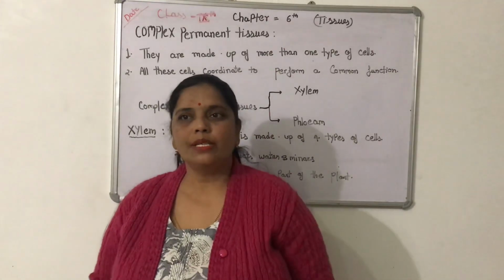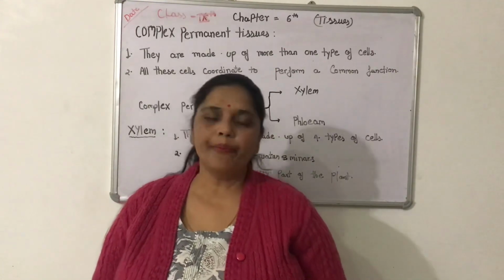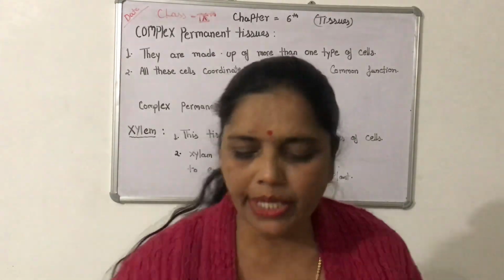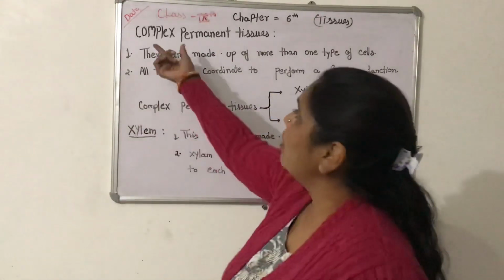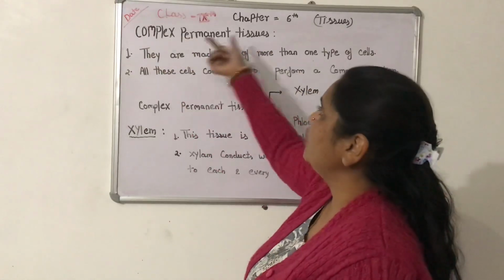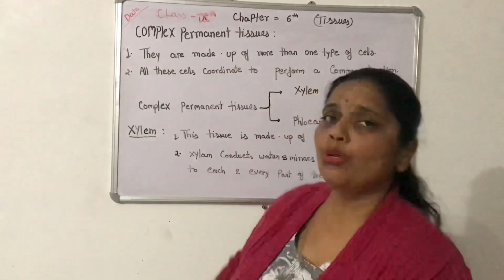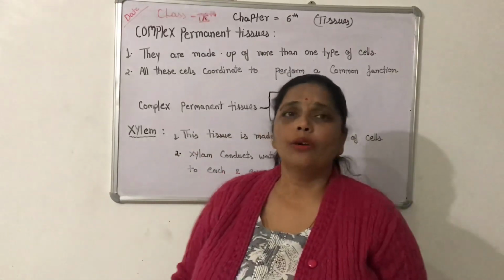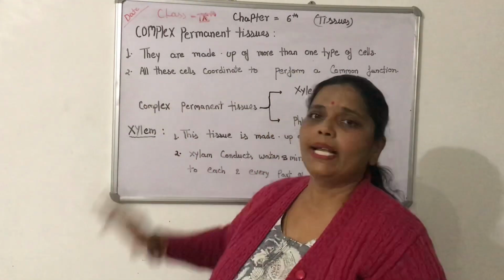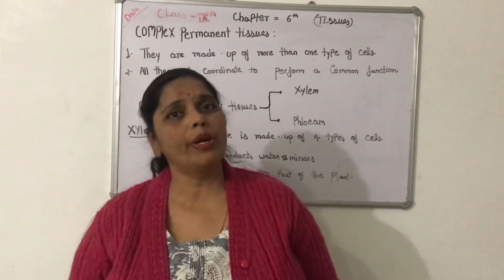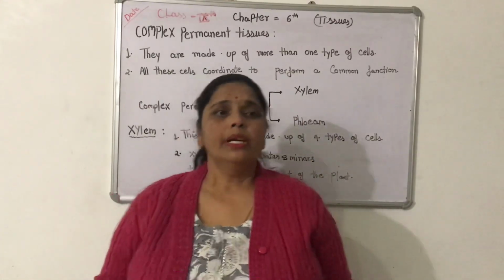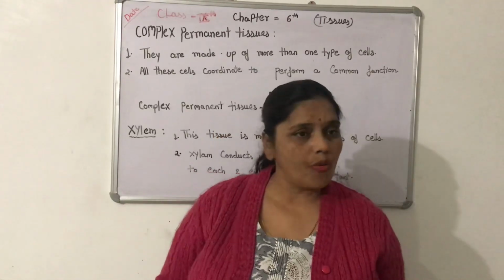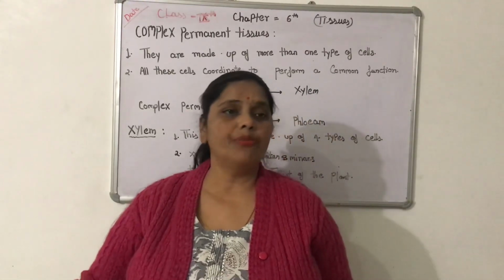In our last session we have completed simple permanent tissue. Today we will start the complex permanent tissue. देखिए, why did the word complex come with permanent tissue? Because these tissues are made up of more than one type of cells and all these cells coordinate to perform a common function. I mean, together they perform a common function which is conduction of water, minerals and food materials.